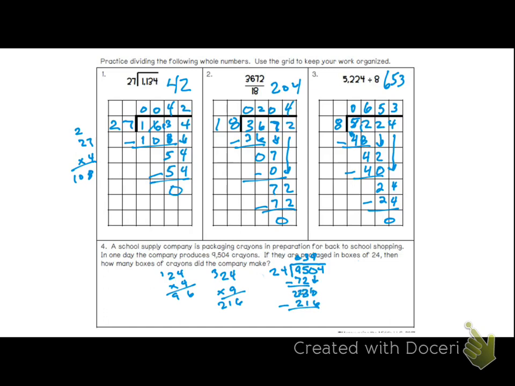Regroup, borrow, I get 4, I got 14. Now I get to bring down my 4. 24 times, I'm going to try 6, because I know I need to see if I can end in a 4. 6 times 4 is 24. Carry a 2. 6 times 2 is 12, plus that 2 is 14. Perfect. And I get a remainder of 0. So how many boxes of crayons can they make? They can make 396 boxes with what they produce today.